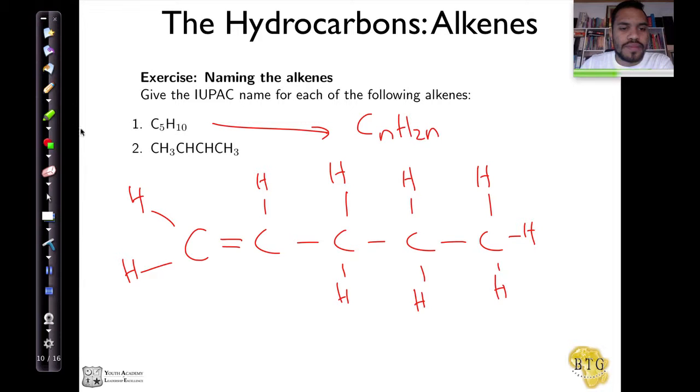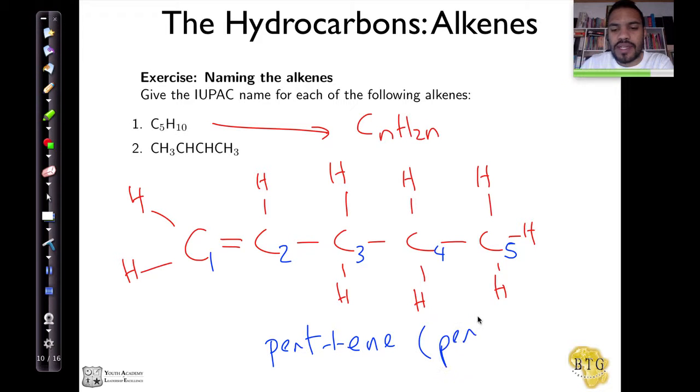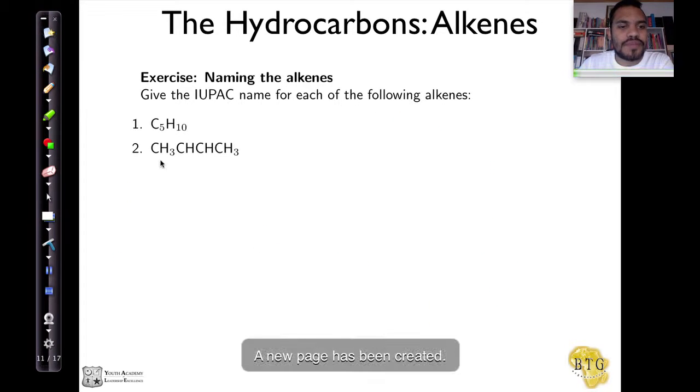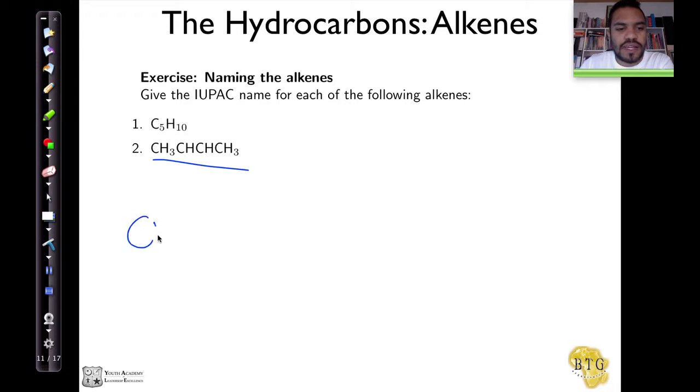So let's go. Number closest to the double bond, 1, 2, 3, 4, and 5. Okay. 5 carbons is pent, P-E-N-T. There's a double bond involved, so it's got to be E-N-E, and we've placed it on the first carbon, which is pent 1-ene, or just pentene. Right? Okay, let's look at the next one. This one over here, let's draw that one out. CH3, let's not write it out again.